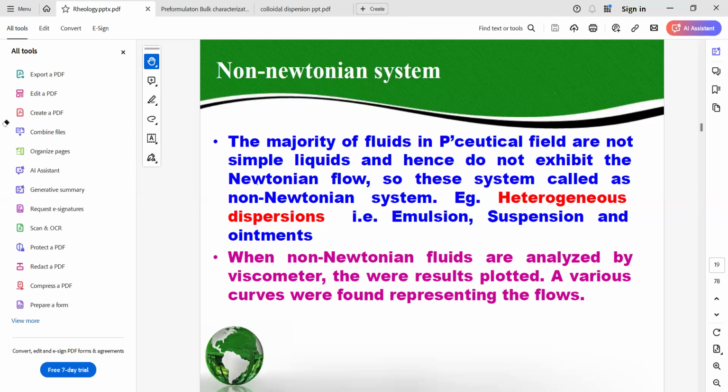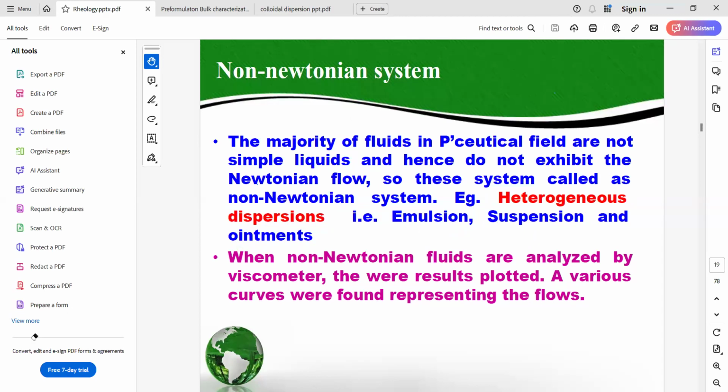And what are the examples of non-Newtonian systems? Those are the heterogeneous dispersions. Heterogeneous means a solid dispersed in a liquid. Examples are emulsion, suspension, and ointments. They show this non-Newtonian behavior. And why are they non-Newtonian? Because their viscosity changes with time, and that's why its rate of shear also changes with time. It's not constant. If it is constant, then we consider it a Newtonian system. But because its rate of shear changes with the shearing stress and its viscosity also changes, we consider it a non-Newtonian system.